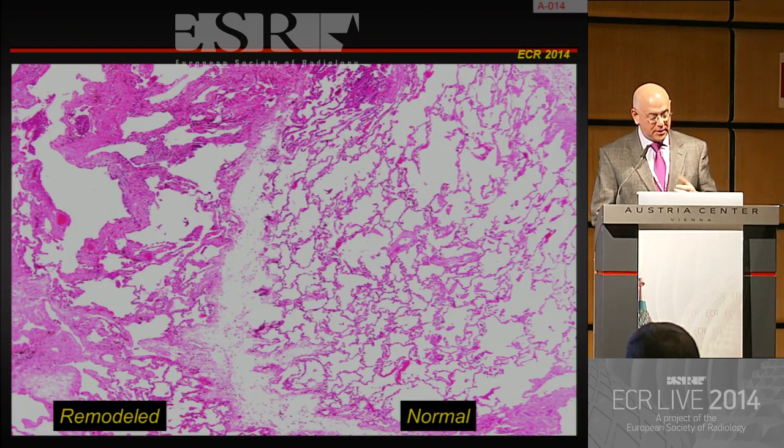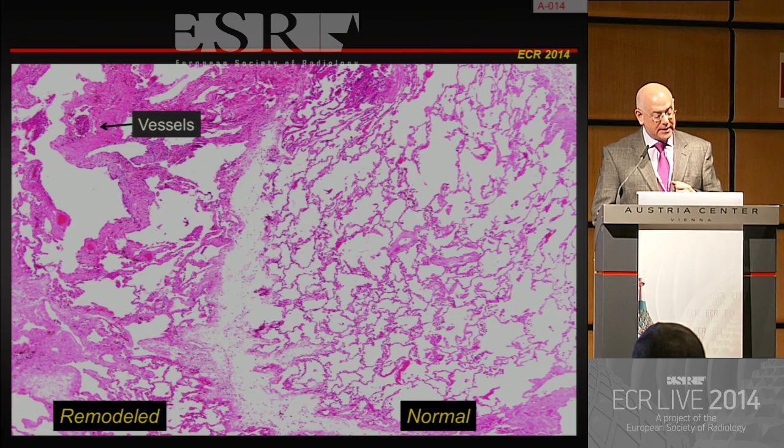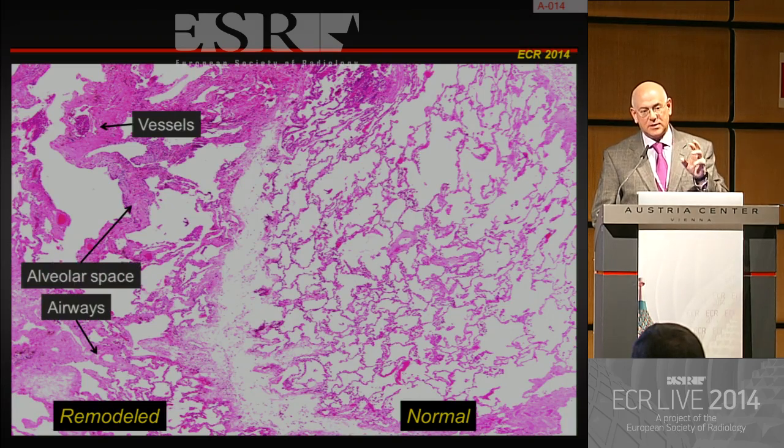This is an example of a remodeled lung at the left aspect of the slide, just adjacent to near normal or completely normal looking lung. This is a patient with idiopathic pulmonary fibrosis, by the way. The remodeled part of the lung nicely shows us that the remodeling process involves the vessels, the airways, and the alveolar spaces. So all three major components of the lung tissue can be involved in remodeling processes of the lungs.